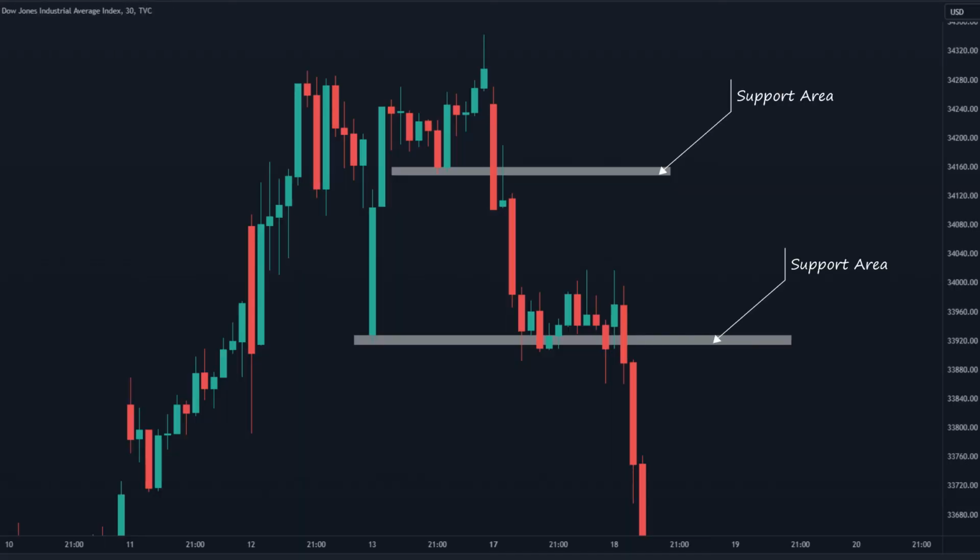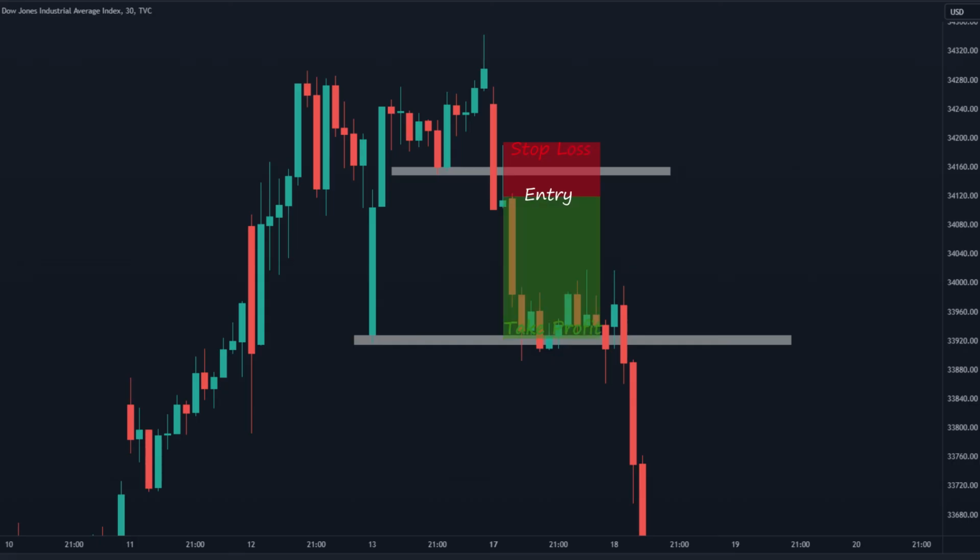First, we draw the support areas. Second, we identify the tradable range, and these two candles give us a good clean range to trade. Finally, this pin bar continuation candle closes below support and gives us a nice short opportunity with a stop loss above its wick and targets the next support area.